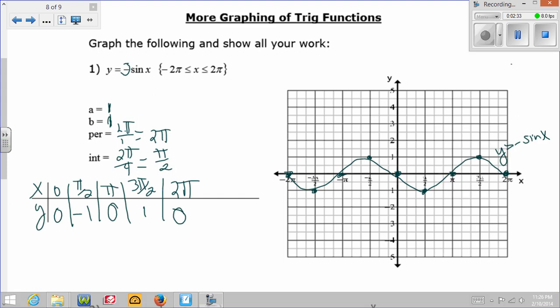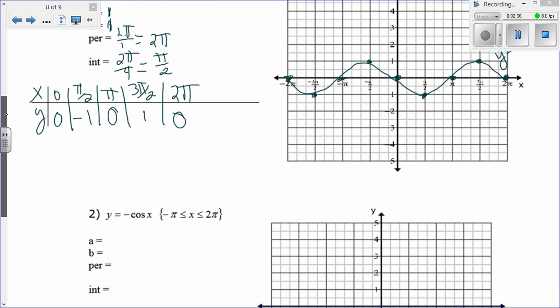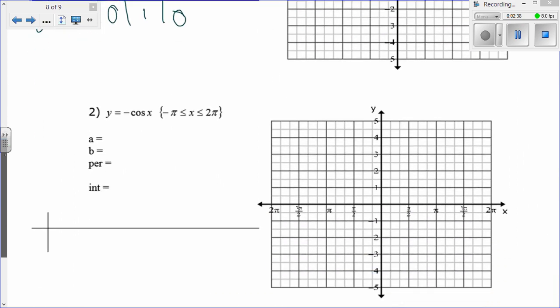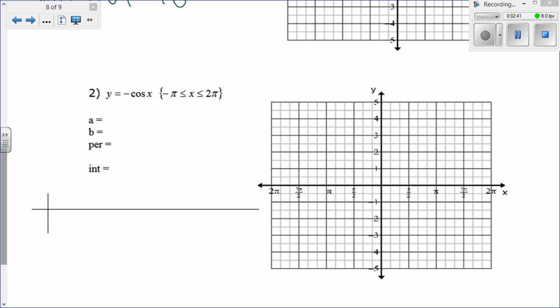Okay, so now number 2 is just our cosine curve, except our amplitude is negative 1. So my amplitude is 1 because it's the absolute value of negative 1. My b, my frequency is 1. So that means my period is 2 pi divided by b. So my period is 2 pi divided by 1, which is 2 pi. The interval is the period divided by 4, so it's 2 pi divided by 4, which is pi over 2.